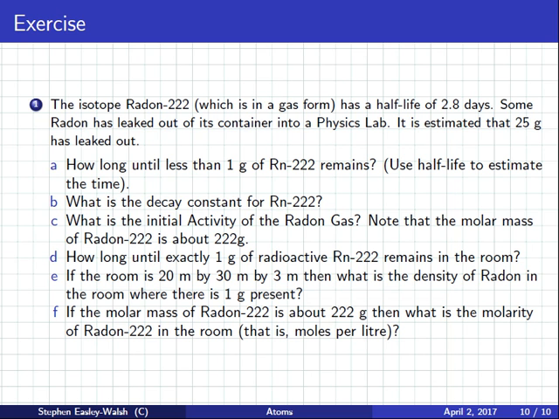Radon 222 has a half-life of 2.8 days, and you start off with 25 grams. How long until less than 1 gram? So let's estimate it. 25 becomes 12 and a half. That's 1 half-life. Then it becomes 6 and a quarter. That's 2 half-lives. Then it becomes 3 and an eighth. That's 3 half-lives. Then it becomes something 1 and a bit, and then it becomes less than 1. So 5 half-lives is what I reckon. 5 times 2.8 is 14 days. So the answer for part A is 14 days.